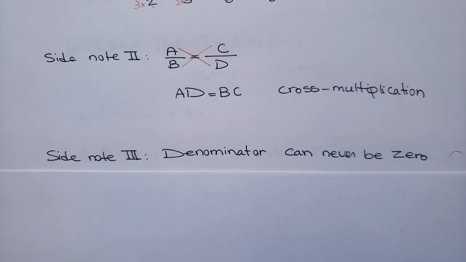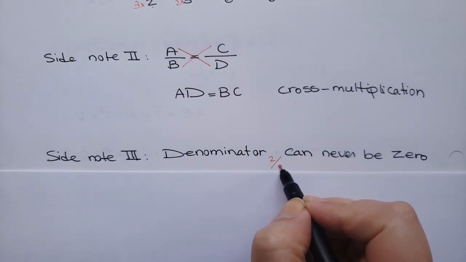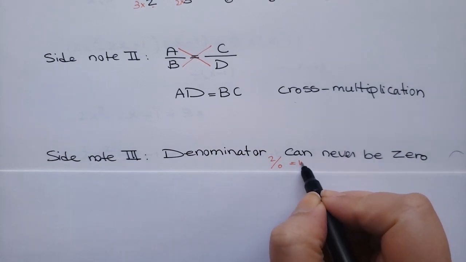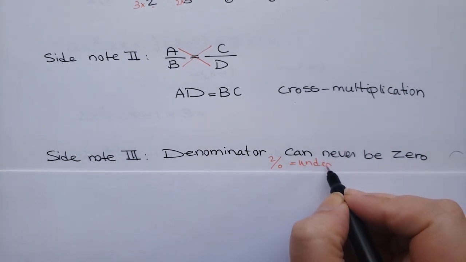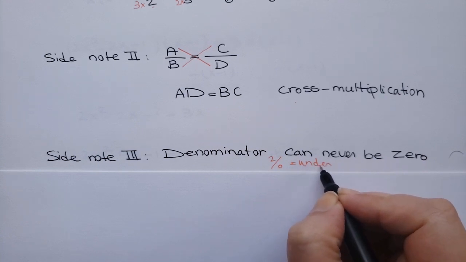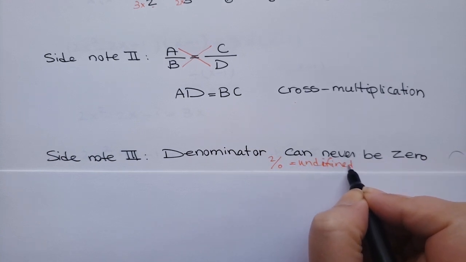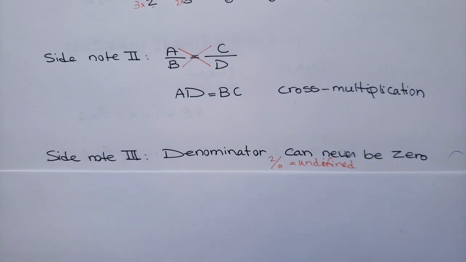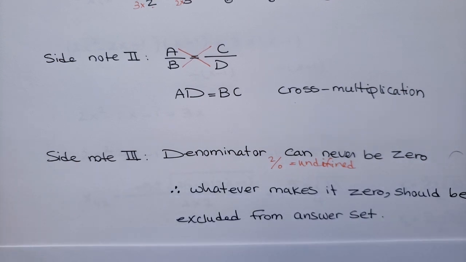Side note number 3, which is also very important, is that a denominator can never be 0. Because if the denominator is 0, let's say 2 divided by 0, in math such a fraction is called undefined, and it's not possible. So whenever we have a fraction whose denominator is expressed in terms of variables, we have to see what values make the denominator 0 and then exclude them from the answer.